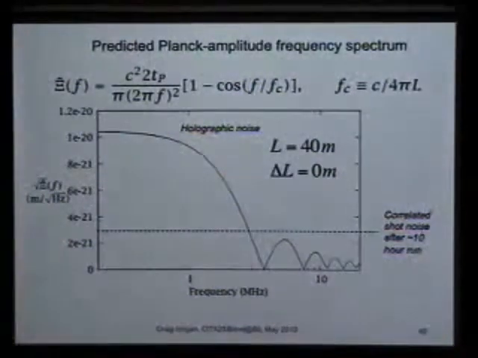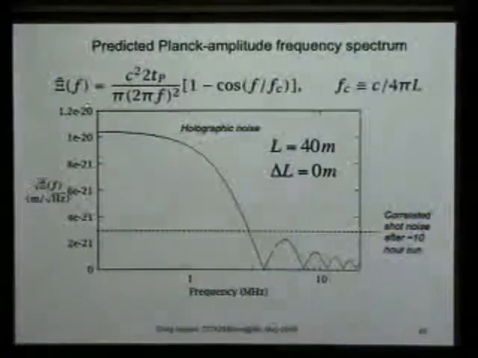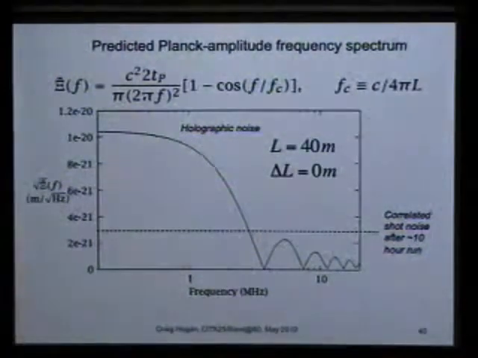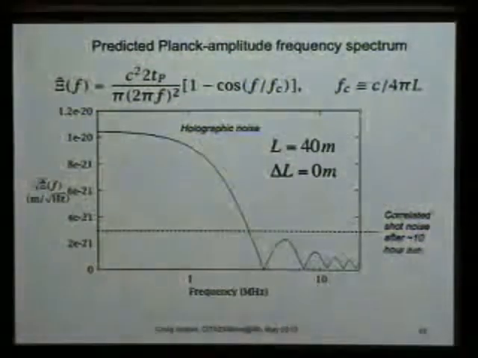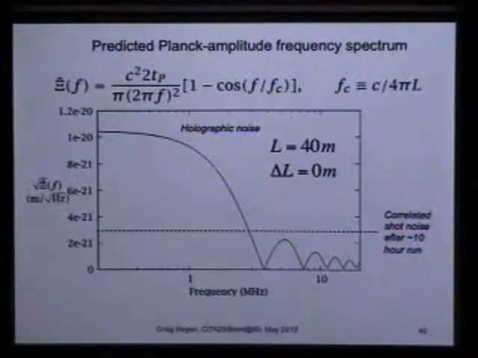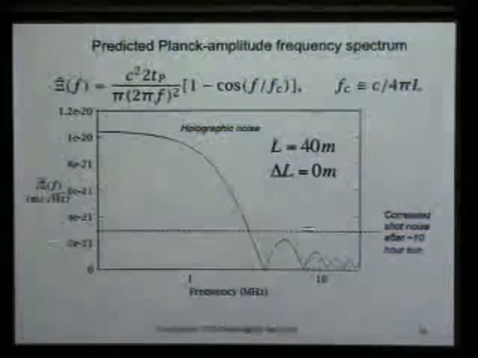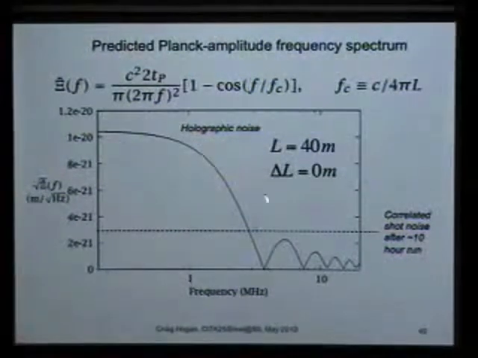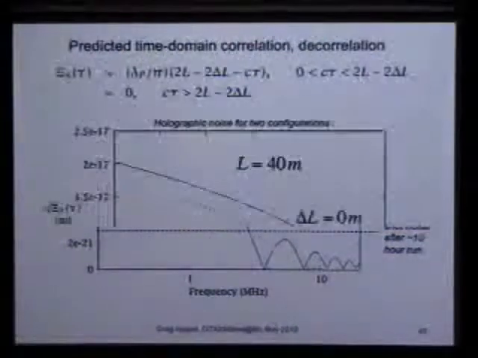I want to show this because this is the predicted cross-correlation function between two interferometers. Notice this formula: there isn't any free parameter. This is the length of the system, and this is the Planck time. So this function is what we're looking for, this particular cross-correlation. And the dominant noise in the system is the correlated shot noise, after a few hours. So we should be able to measure that in the experiment. We should be able to see the Planckian noise.